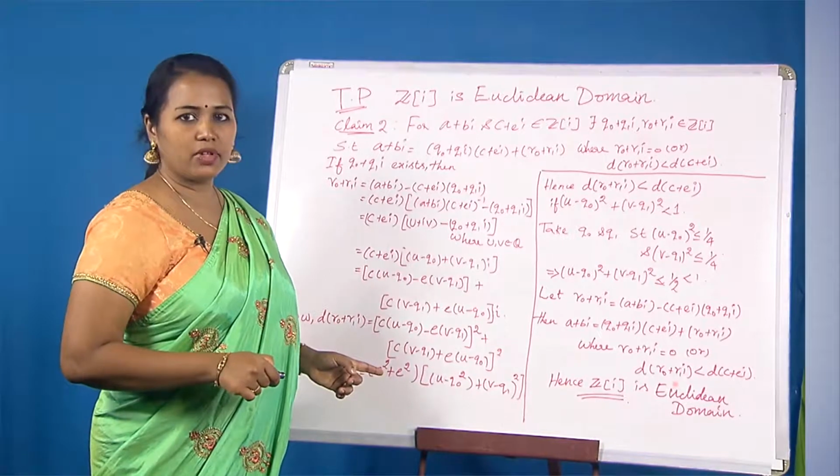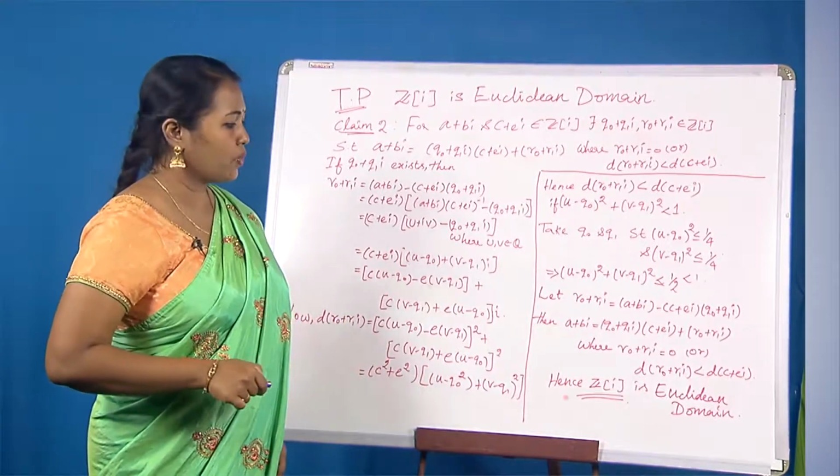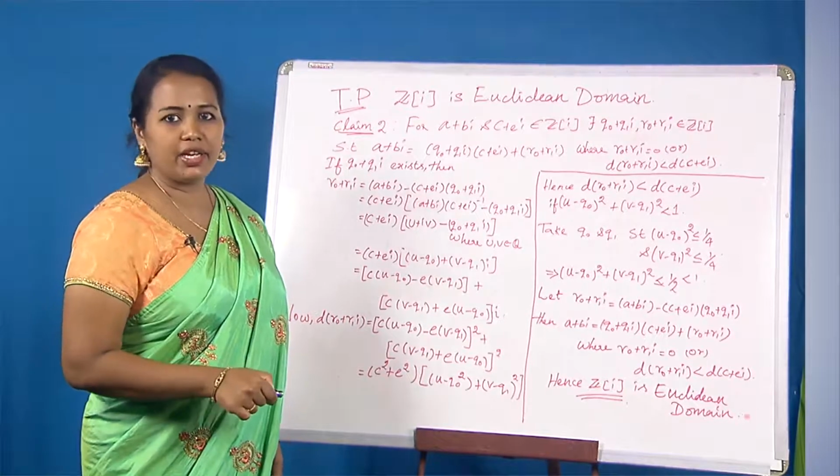This is the second part of the claim, which is a division algorithm. This has also been proved, and therefore Z of i is a Euclidean domain. Let us talk about one more domain, which is the principal ideal domain in this session. But before going there, we will have to know about principal ideal.